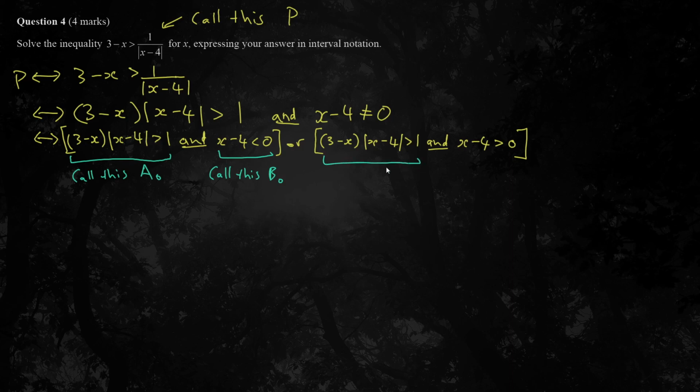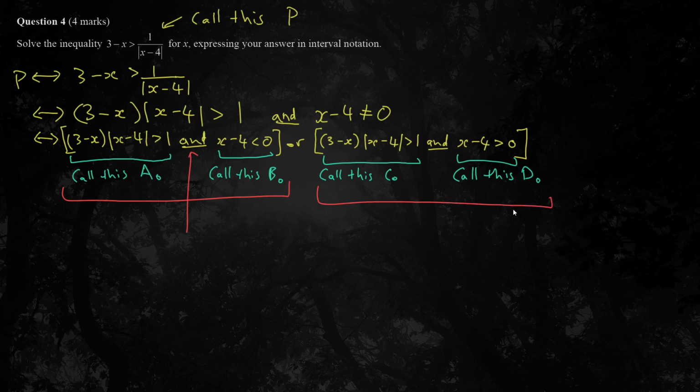We'll go ahead and call this C naught, and we'll call this D naught. Okay? And so what we're going to do is solve these two conditions simultaneously because they're combined with AND. Then we'll just put that together and that will get us P.